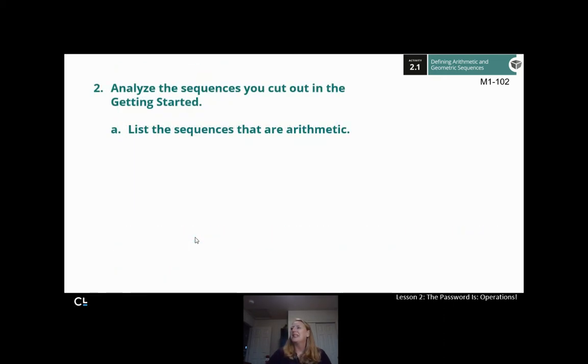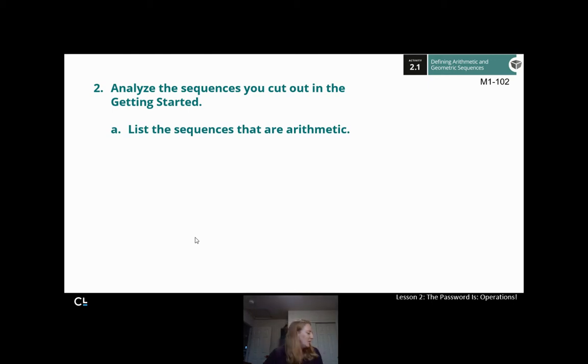So let's take a look at all of those sequences that you cut out in our getting started activity. Remember, we had all those sequences that you cut out and we wrote down on them what the pattern was and what the next couple terms were, right? So what I would like you to do is take a look at these sequences and find all of the sequences that are arithmetic. We're not gluing them in here just at this point in time. We're not quite there yet.